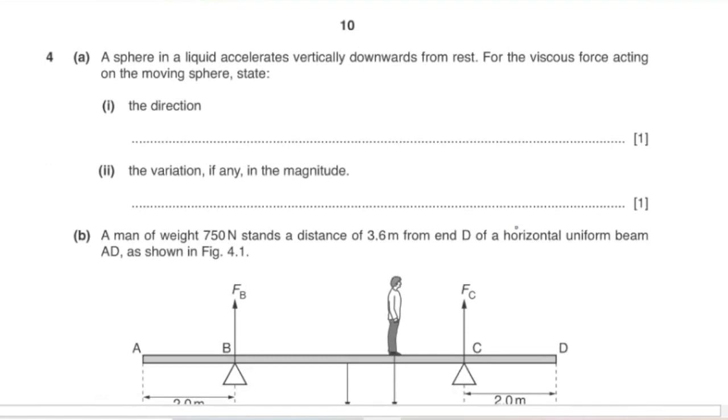Question number 4, part A. A sphere in a liquid accelerates vertically downwards from rest. For the viscous force acting on the moving sphere, state part 1, the direction. This sphere is moving vertically downwards, which means the viscous force, which is basically a friction force, is a force which is going to act against the motion of the sphere. So viscous force will be acting upwards.